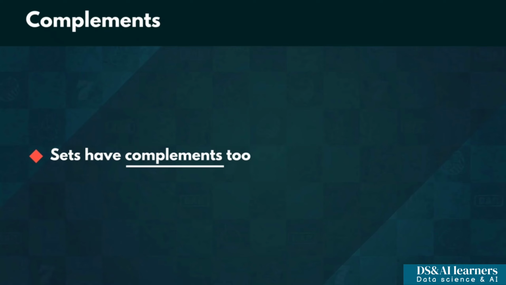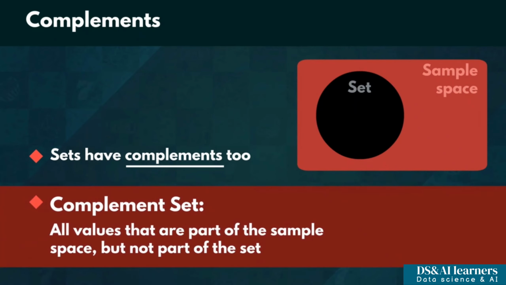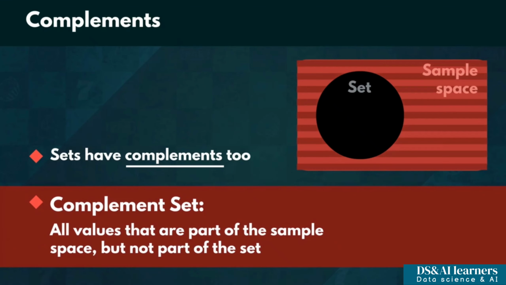Okay. Earlier in the course, we also mentioned how events have complements. In a similar way, sets have complements too. Such complements consist of all values that are parts of the sample space, but not part of the set. For instance, imagine a set consisting of all the odd numbers. Its complement would be the set of all even numbers.